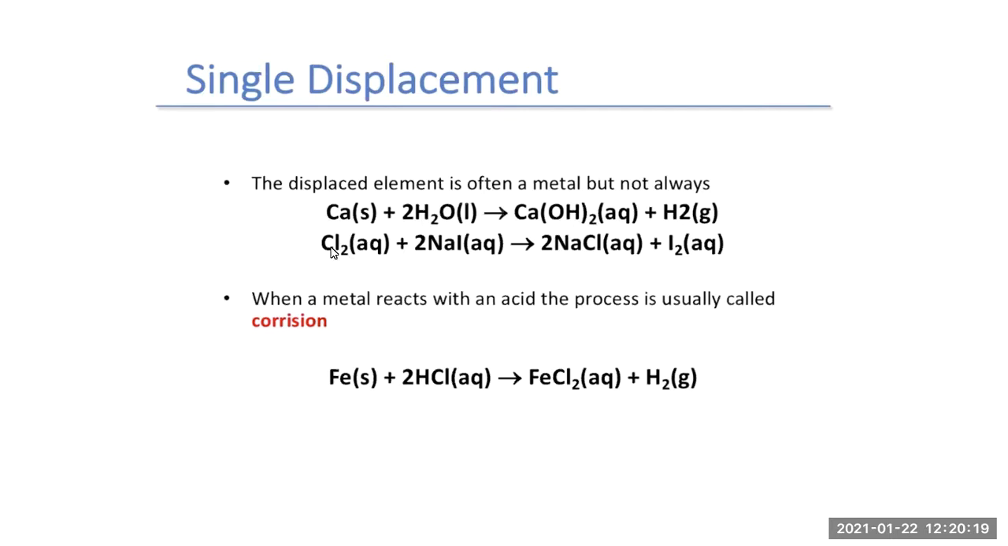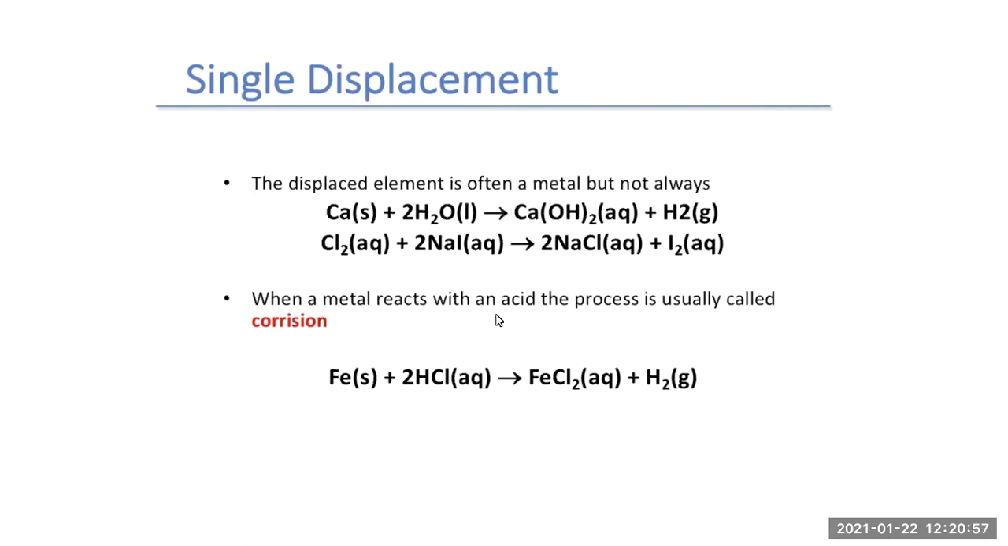Same thing if I have a chlorine gas. If I have chlorine and sodium iodide, I can get one of the chlorines to switch to create sodium chloride and iodide. So you can see in these two cases, I have one metal, but then the second one is a nonmetal. But there's still a single displacement because here my OH switched from the hydrogen here in water to calcium.